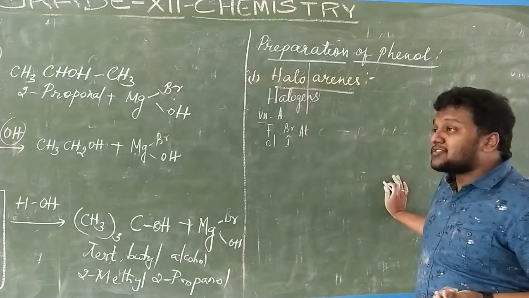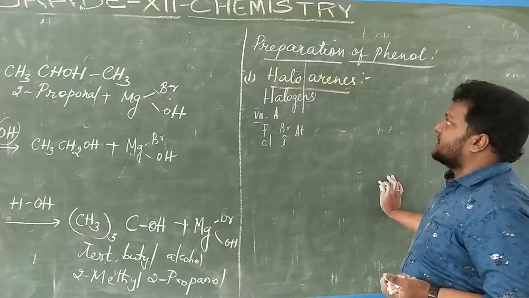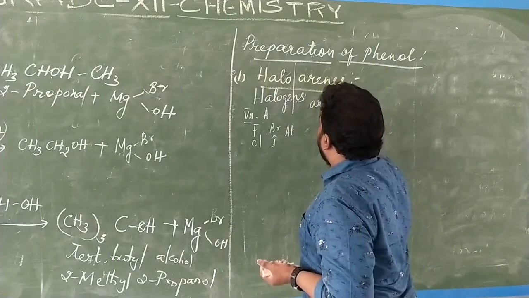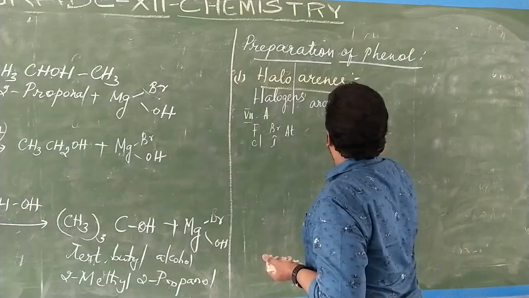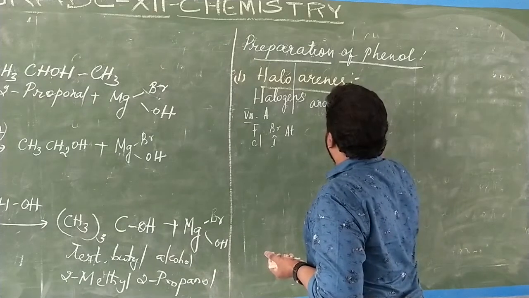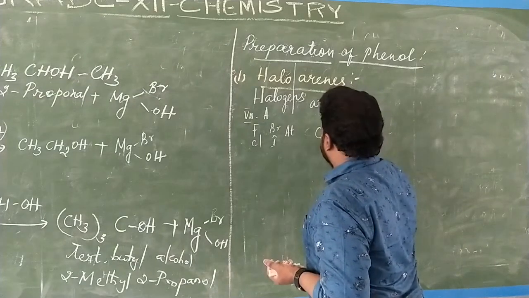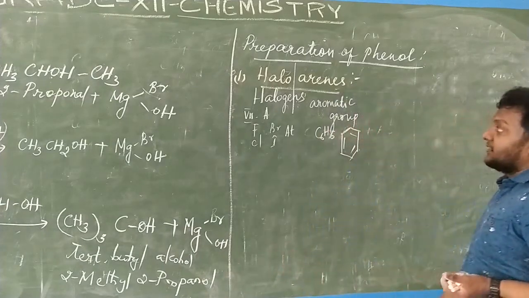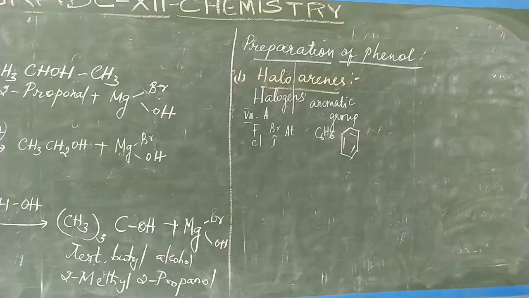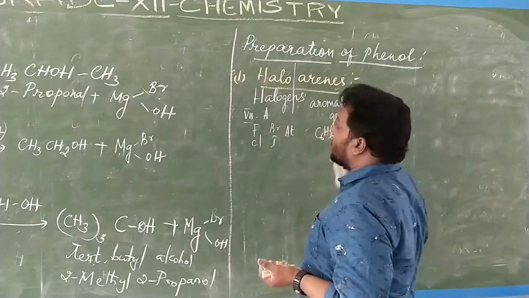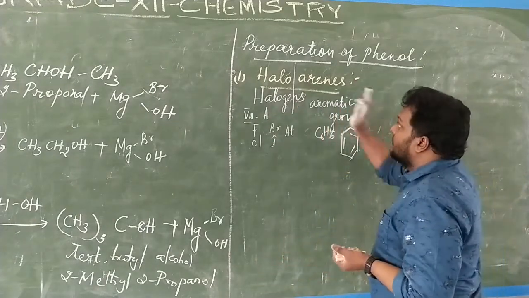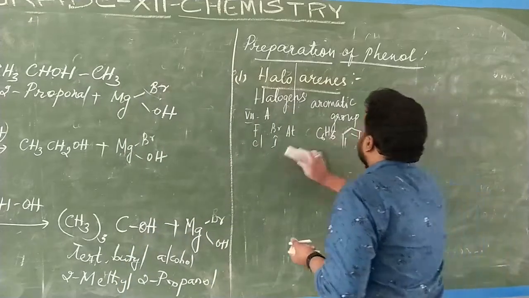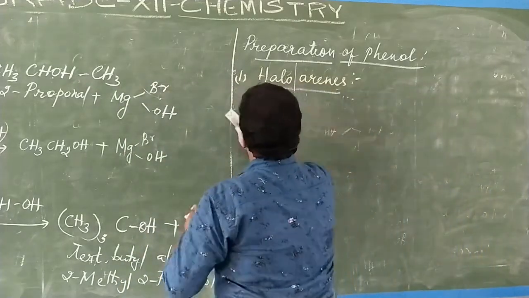Here we call them haloarenes. The arene is an aromatic derivative, an aromatic group. Aromatic means a C6H6 ring structure. Whenever we have a ring structure like the one I gave at the beginning, we call it an arene, not an alkane. So we are calling it haloarenes, and we have to take haloarenes.